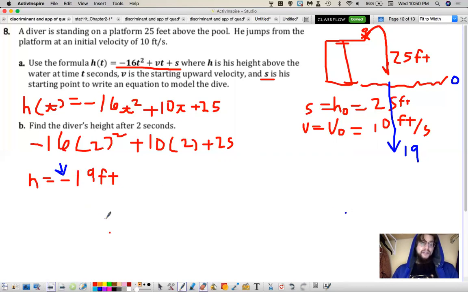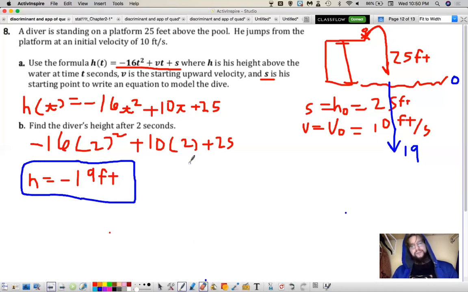So negative 19 feet is your result. So this is your answer right here. It is okay to have a negative distance here because it's indicating that it's below the surface of the pool.